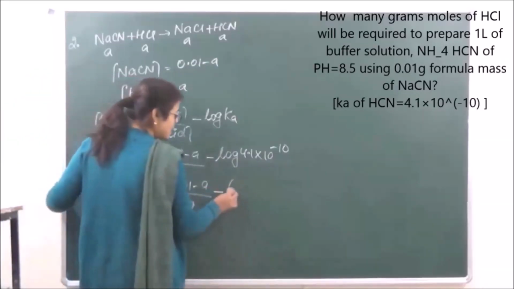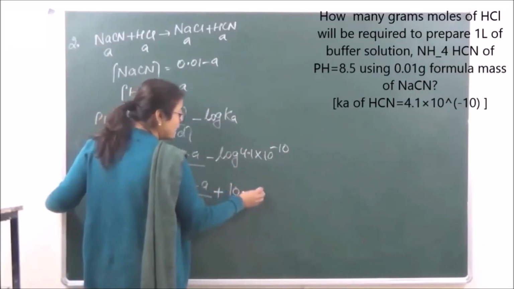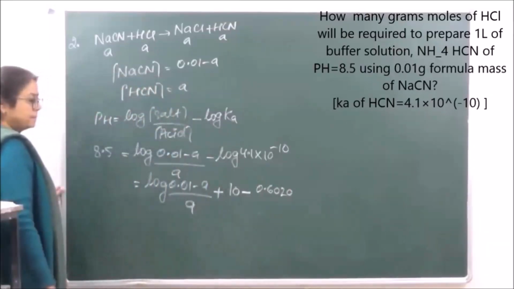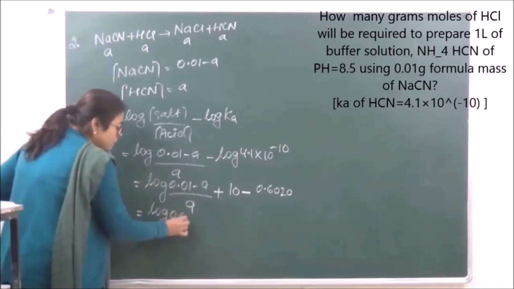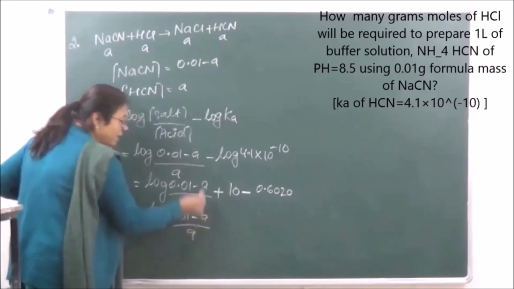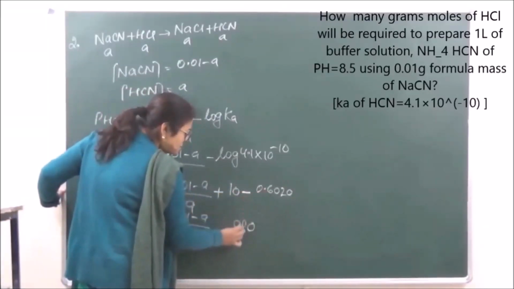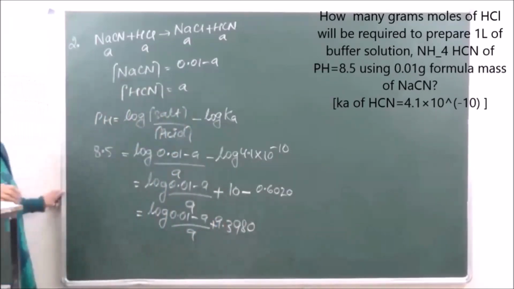Okay, so minus plus 10 minus log of 4, which has a value of 0.6020. So this will come as log of (0.01 minus A) upon A, and 10 minus this will be 9.3980. Okay, so this is going to be the value which we are going to get over here.